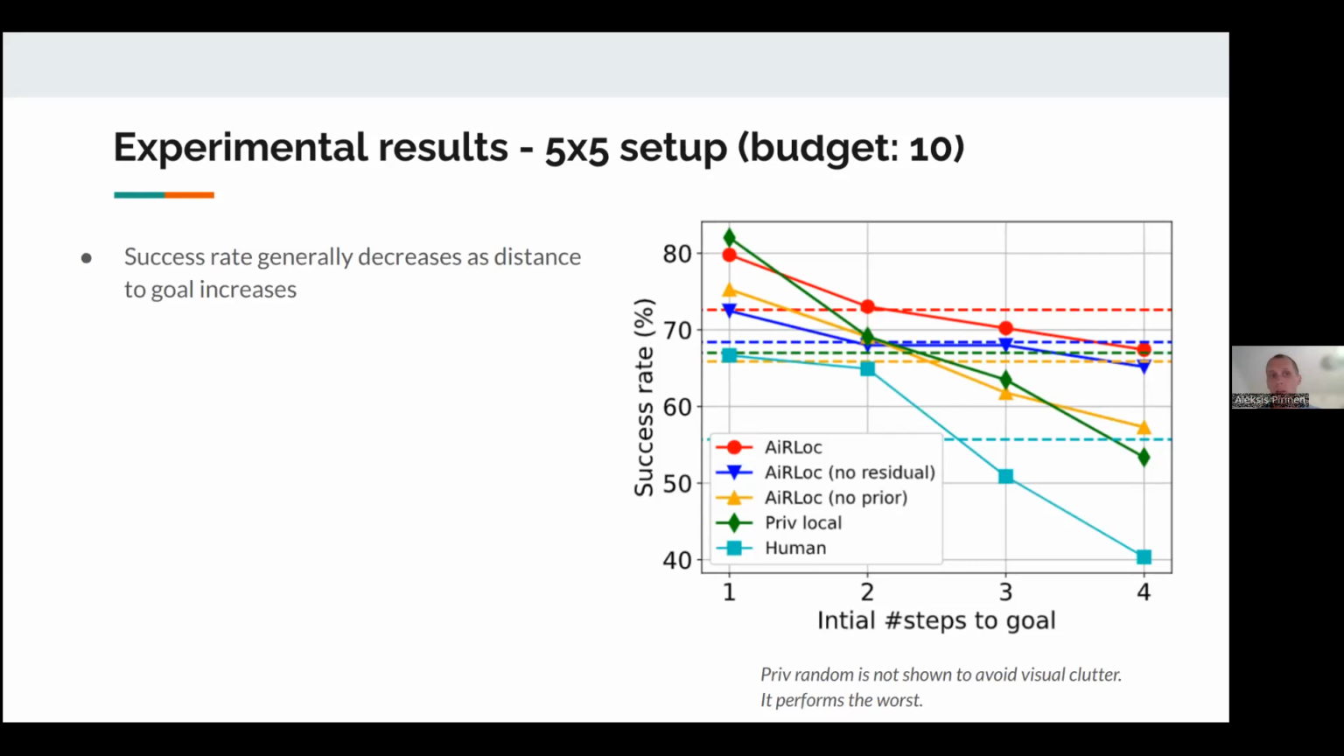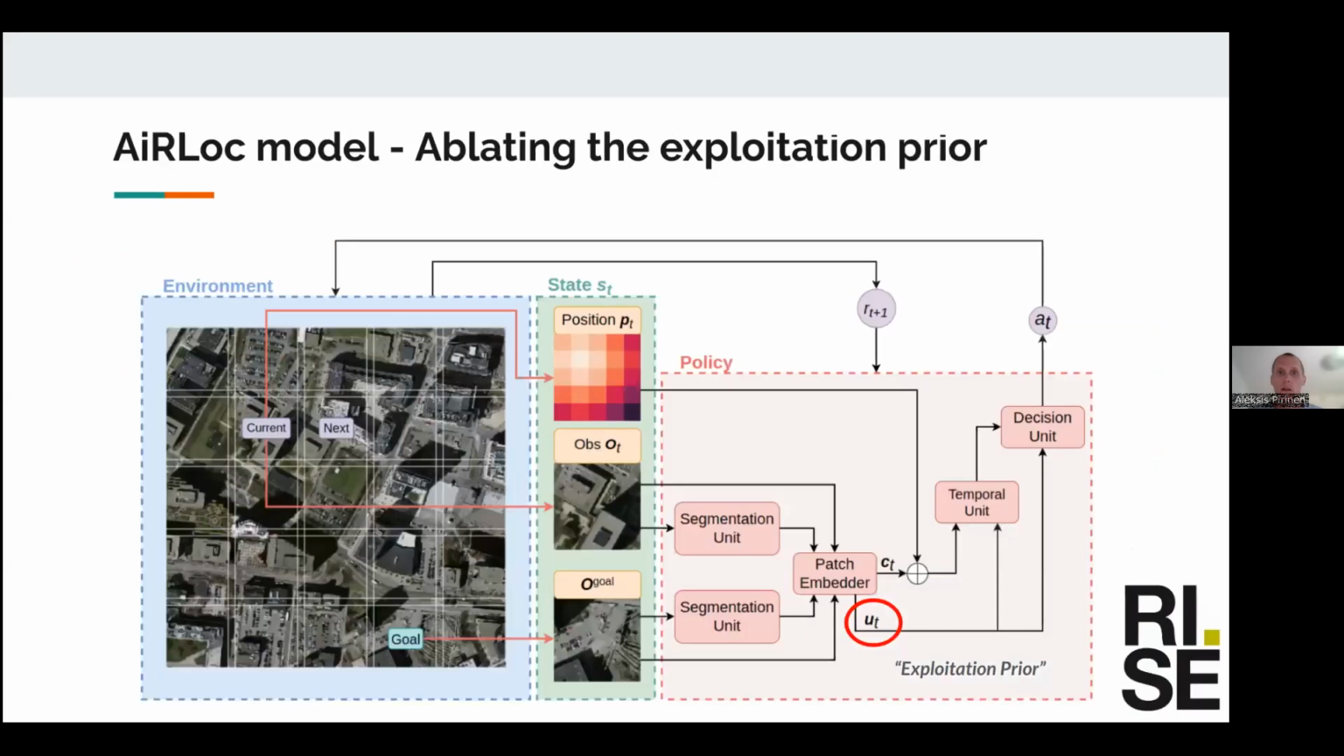First of all, the success rate generally decreases as the distance to the goal increases, as can be expected, because it gets more difficult. The main airlock model outperforms some of its ablated versions, and I will briefly mention some of these ablations now, but there are more in the paper. Specifically, we were considering removing certain parts of this exploitation prior that I recently talked about.